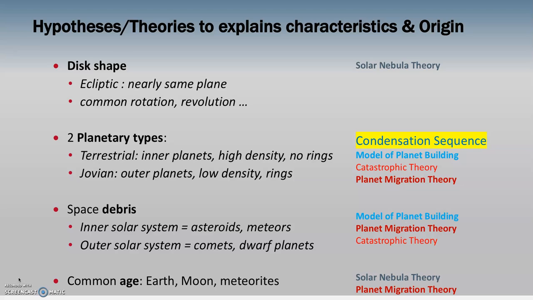When it comes to the planetary types, we're trying to explain the fact that in our solar system, there are terrestrial planets that are inner, or closer to the sun. They have higher densities, they have no rings, and they have few moons as well. And then there are outer planets, the Jovian planets, that have quite low density, and they have plenty of rings and plenty of moons. We're hoping that our theory, the condensation sequence theory, can explain those two things. So let's see how it does.